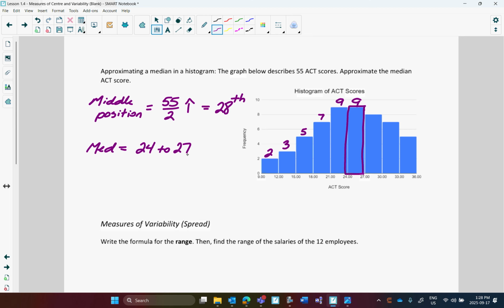Okay, be familiar with how to do that. Read that from the graph. And you could do it from a stem plot too. You would do it the same way. Find the position of the middle number, and then from the top of the stem plot, which is the lowest values, count until you get to the middle position, and then you'll be able to find the median.